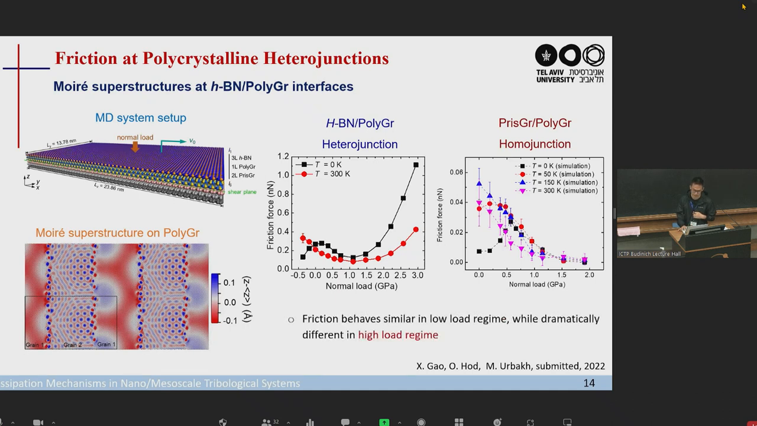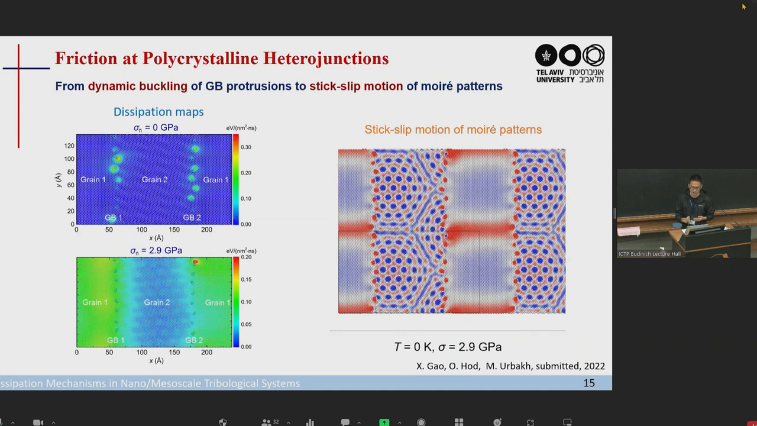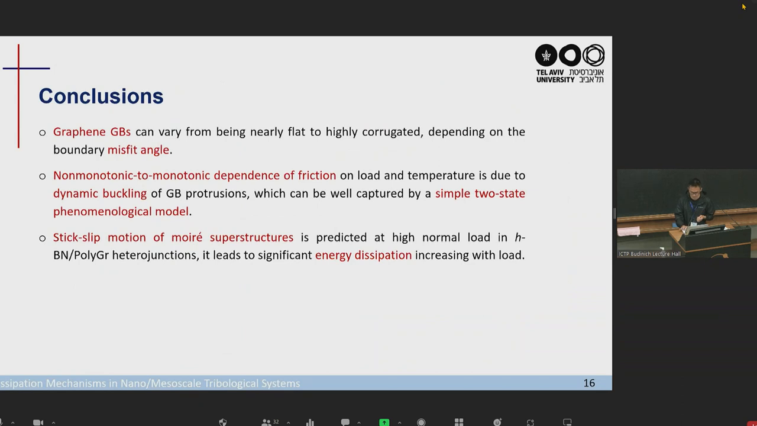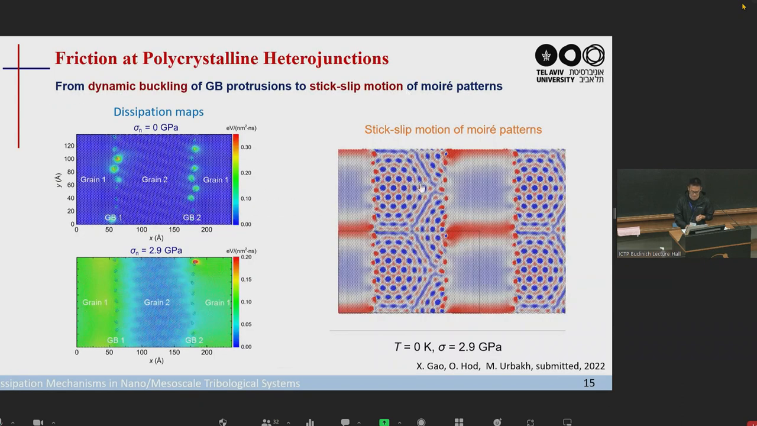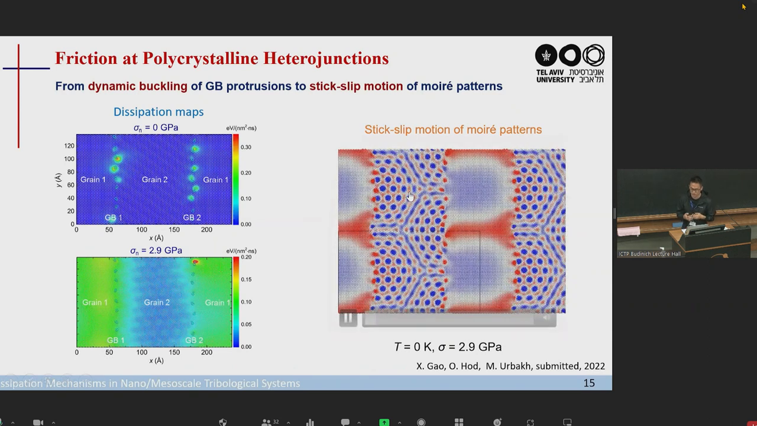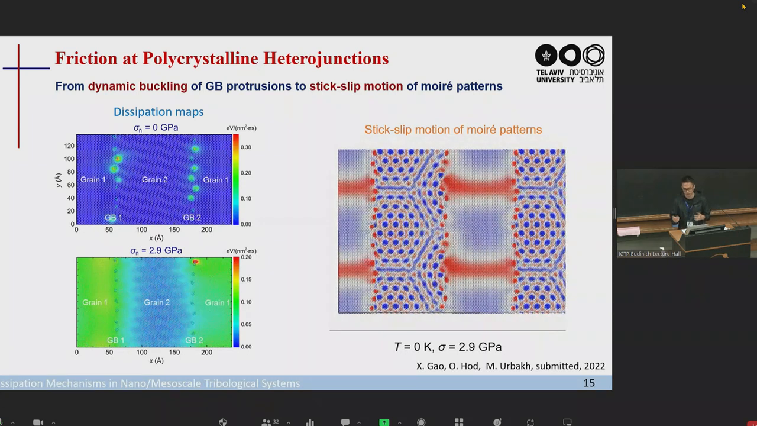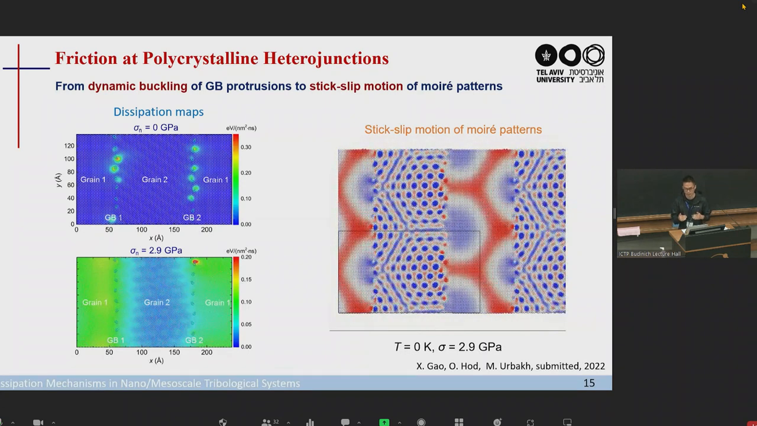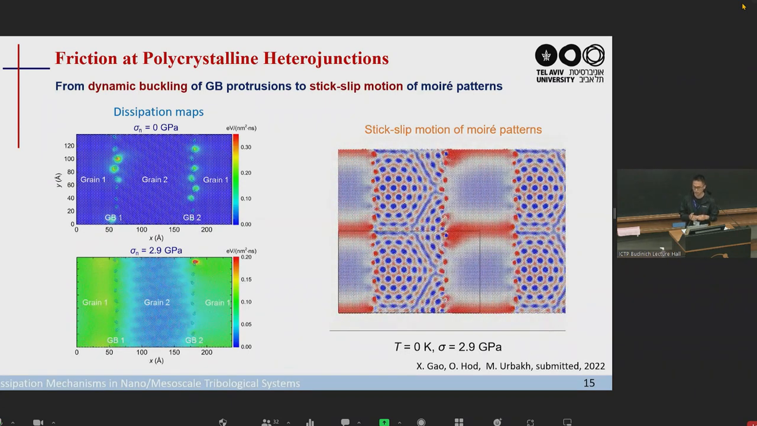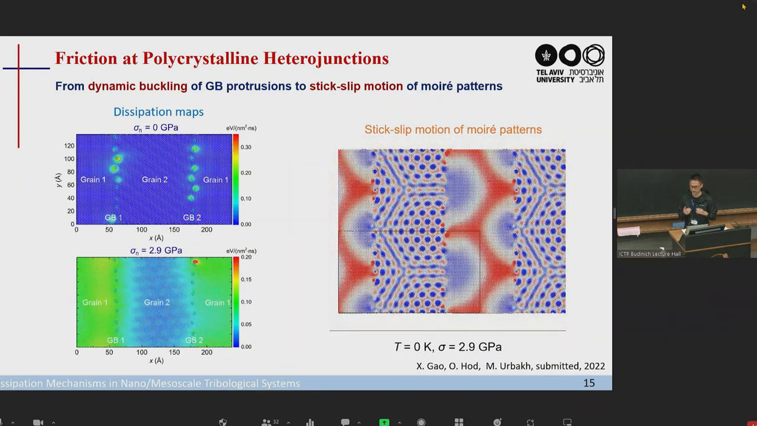And here, another mechanism occurs. I want to show maybe this movie last. The high energy dissipation at the high normal load we find is due to some stick-slip kind of behavior of the Moiré superstructures at the high normal loads.